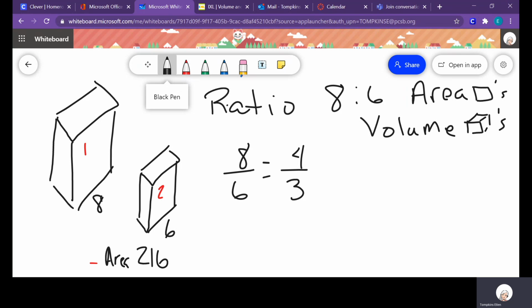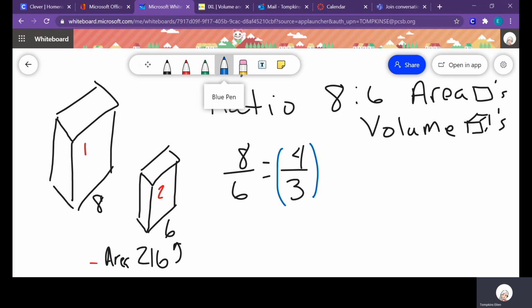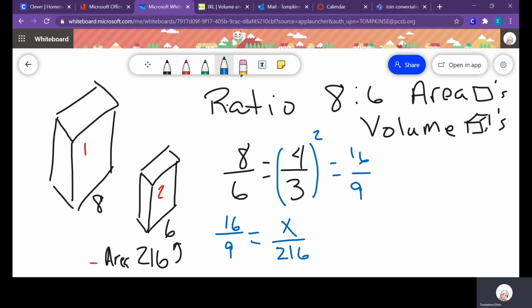All right, so if we want to know the surface area of the larger figure, the surface area of the little guy is 216. So we're going to take area squares it. So we're going to get 16 over, actually 3 squared is going to be 9. And now we're going to set up a new area ratio. 16 over 9, and it's a proportion, equals, well, that 216 went with the little guy, so 216 over x.